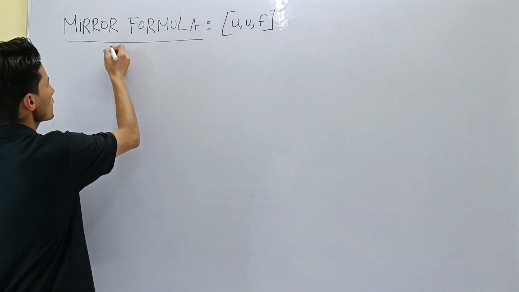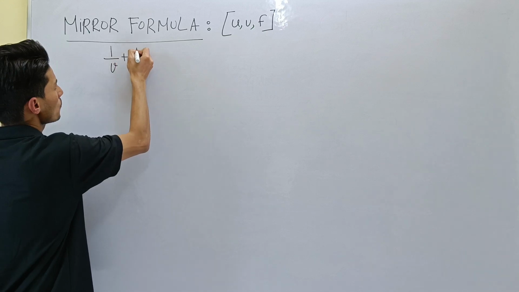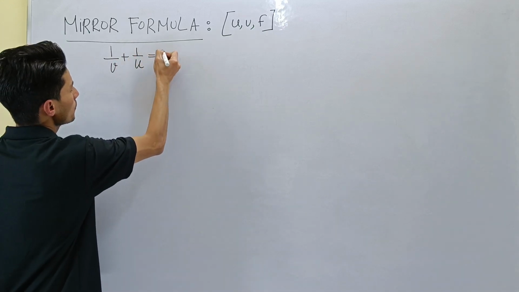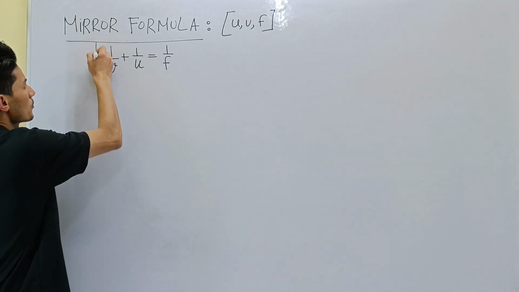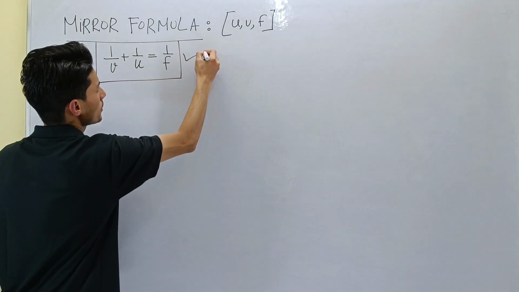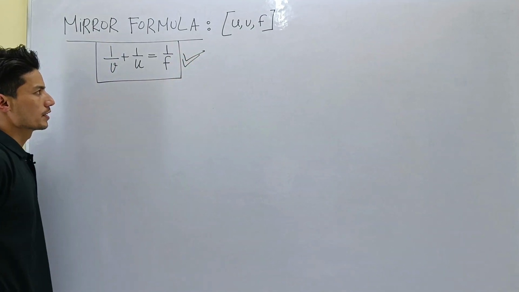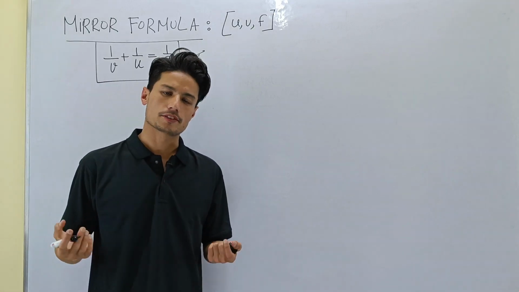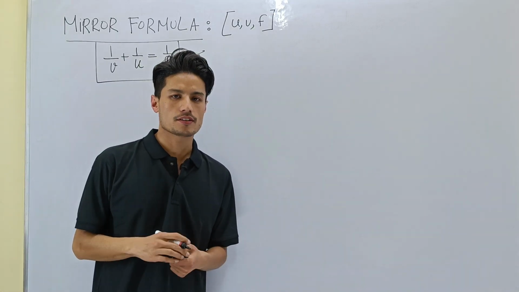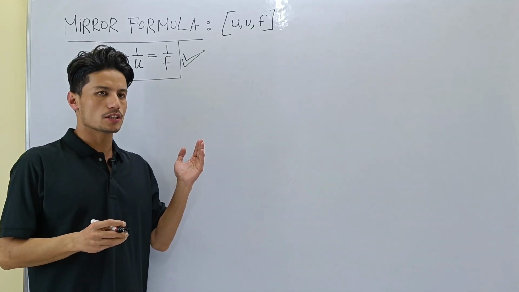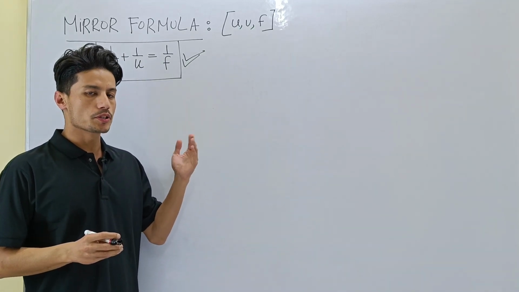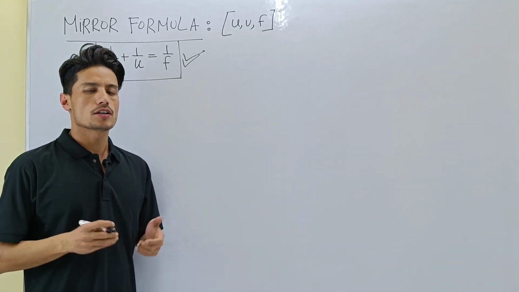So mirror formula is 1 by V plus 1 by U is equal to 1 by F. Okay, that's it. This is the mirror formula. Just remember this one. This is very important while solving the numericals. Alright, so basically that is it. Its application we will use when we solve numericals.